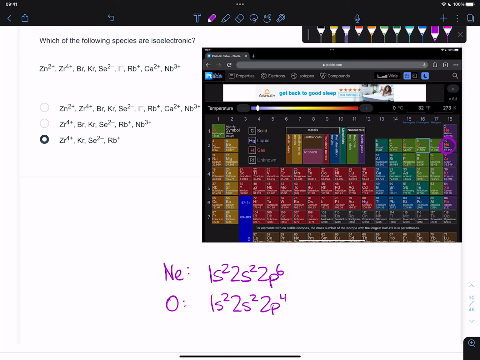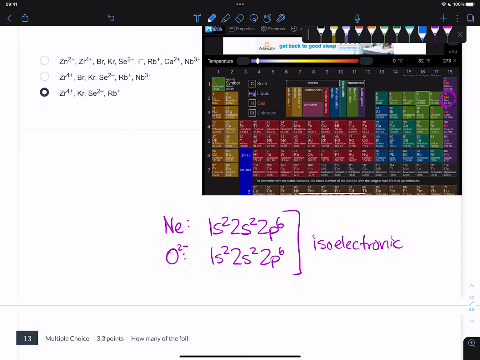If I make this not neutral oxygen like it is right now, but O with a 2 minus, I'm going to add 2 electrons. And now it's 2p6. Notice how these have the same electron configuration. These are considered to be isoelectronic to each other. They're not the same element, but they do have the same number of electrons because this oxygen gained 2.